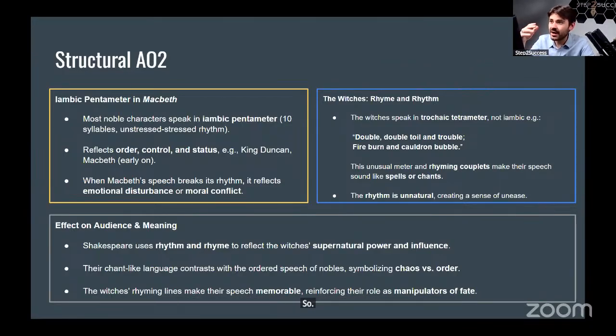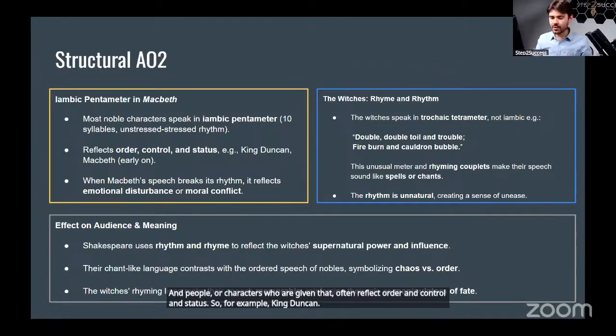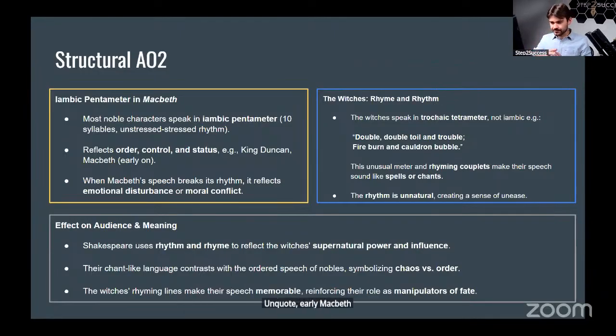So like this, I would be talking like that, would be iambic pentameter. And characters who are given that often reflect order and control and status. So for example, King Duncan, Banquo, early Macbeth in the play. However, Shakespeare's clever because he subverts and plays on this rhythm. And we find that later down the line, when Macbeth becomes overcome with guilt and ambition and power, he actually begins to speak in rhyme rather than iambic pentameter, in rhyming couplets.